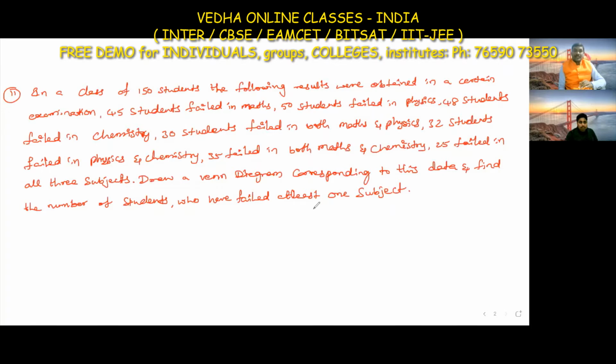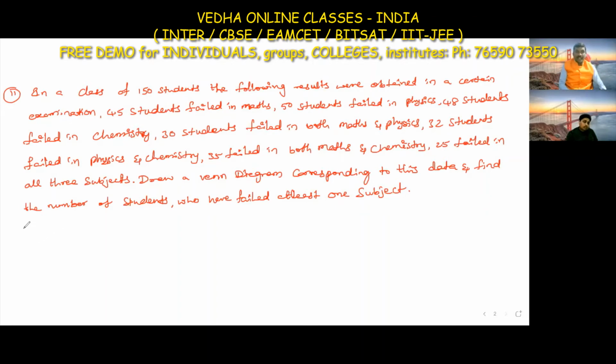So in this question, in a class of 150 students, the following results were obtained in a certain examination. 45 students failed in math, 50 students failed in physics, 48 students failed in chemistry, 30 students failed in both math and physics, 32 students failed in physics and chemistry, 35 students failed in maths and chemistry, 25 failed in all the three subjects. Draw a Venn diagram corresponding to this data. Find the number of students who have failed in at least one subject.